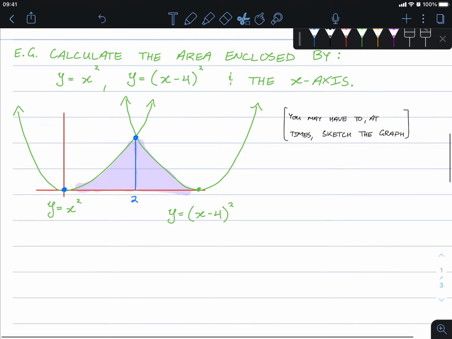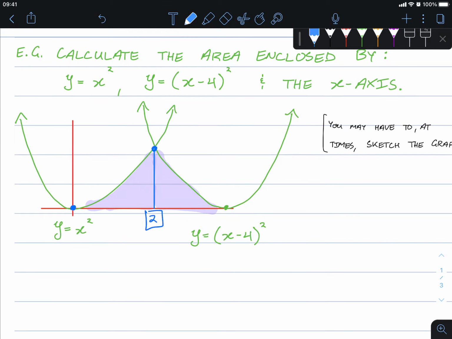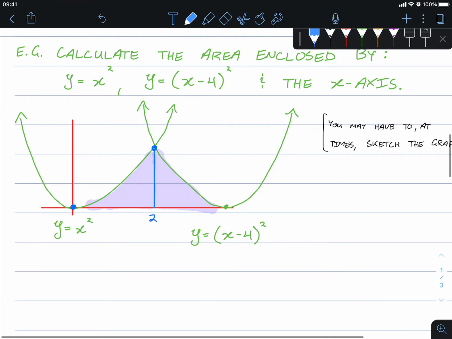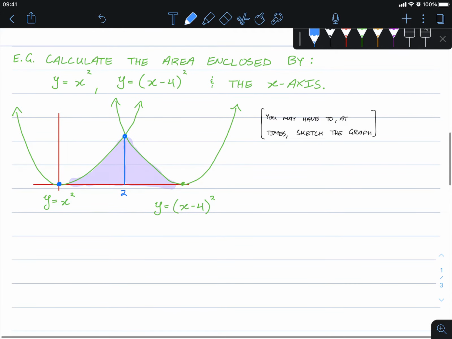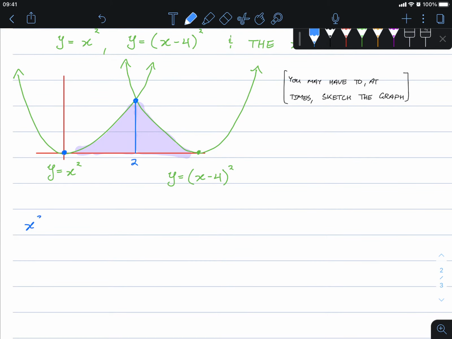You can go ahead, pause the video and take a look, but here we go. The first thing that we needed to do for a question such as this is we need to find the point of intersection. It's currently already given to us, but let's work to prove that that's actually going to be x equals 2. Well, to do that, we're going to let these two functions equal one another. So we get x squared equals (x minus 4) all squared.